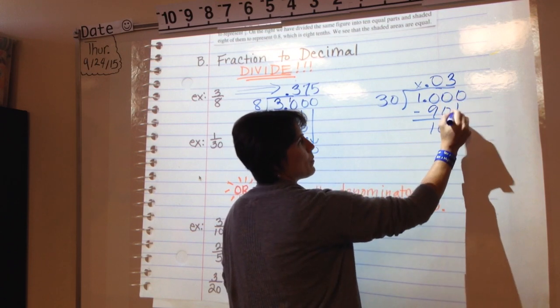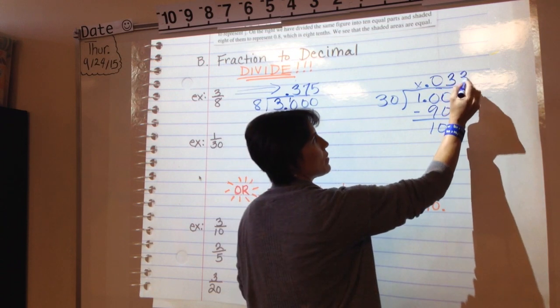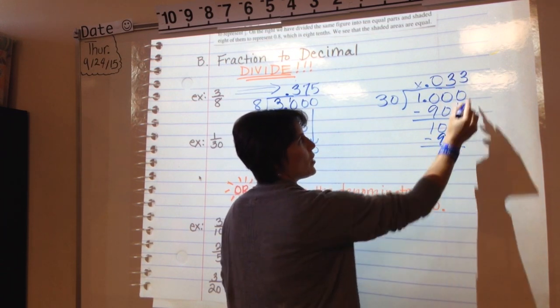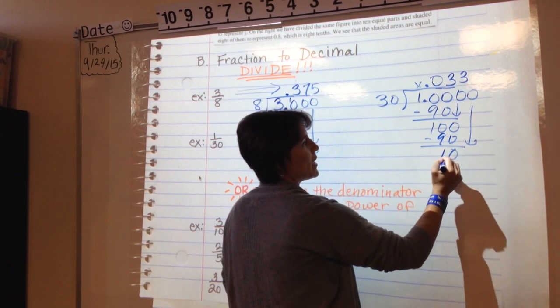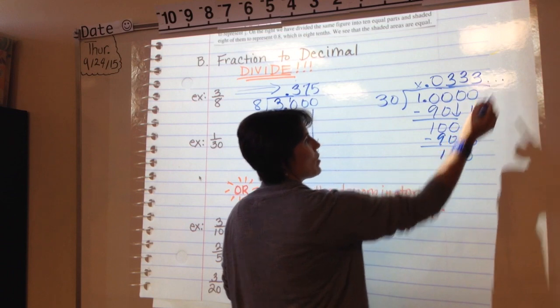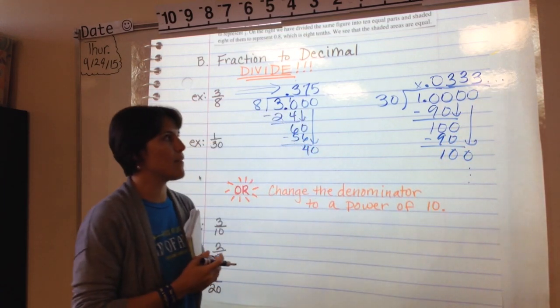Add another 0. Bring it down. 30 into 100 also goes 3, 3 times 30 is 90. Uh-oh. Anybody see what's happening here? Yes. Okay. So this number's going to go on, and this long division is going to go on forever. It's never going to end.